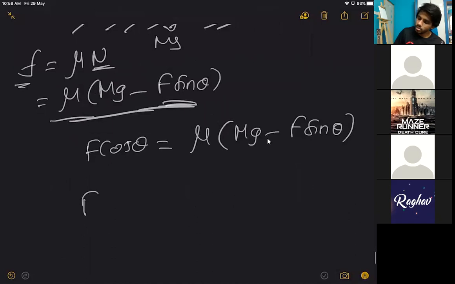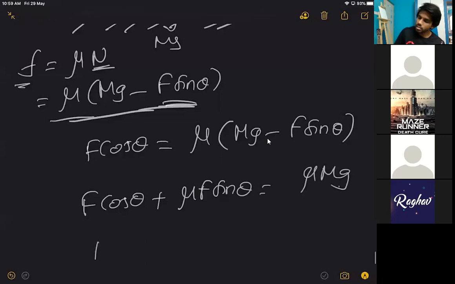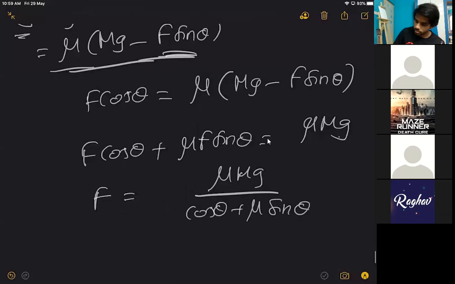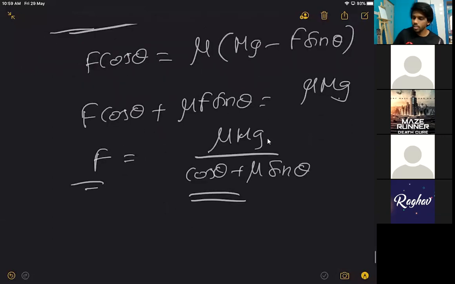So F cos theta plus mu F sine theta equals mu mg. F equals mu mg by cos theta plus mu sine theta. Do you agree on this value? We found the force, but the force is coming in terms of an angle theta.